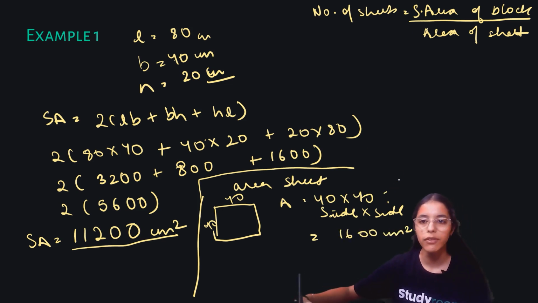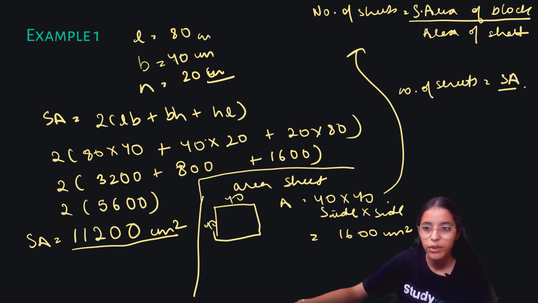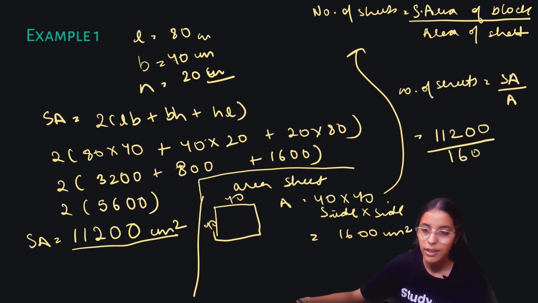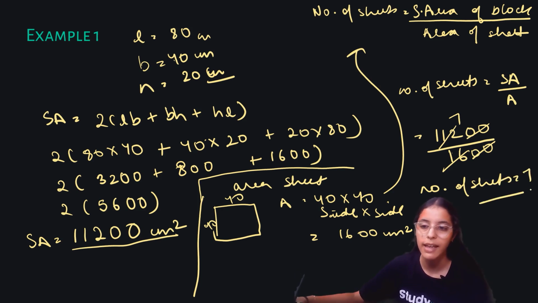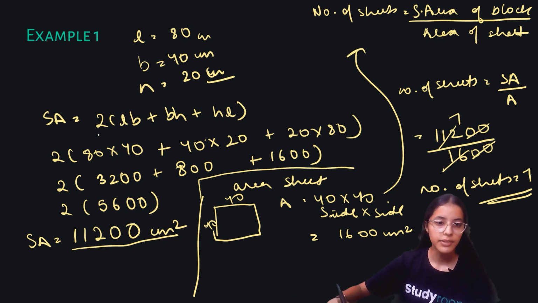Now to find the number of sheets, we'll simply substitute these values. The number of sheets is equal to the surface area of the block upon the area of the sheet. So it is 11200 upon 1600. We cut the zeros out. 16 sevens are 112, so 7. So the number of sheets is coming out to be 7. This is how we find the number of sheets in the question, and how we find the surface area using this formula. Now let us move on to our next example.